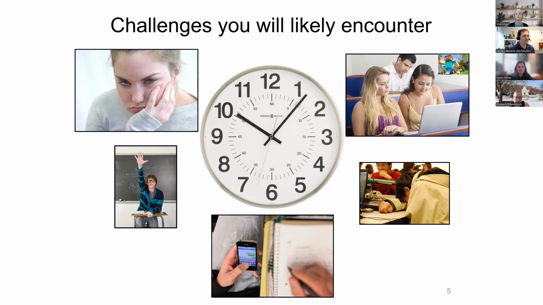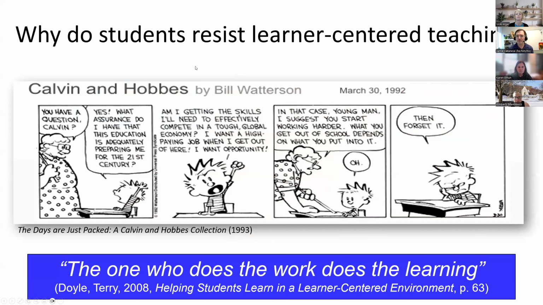And part of this is because of what we're going to be asking students to do. Why they resist learning, and specifically student-centered learning, is because it's hard. It is really hard. I love this Calvin and Hobbes cartoon, where Calvin's asking that he wants to get that great job, and realizes that he's got to put a lot of effort into it, so he forgets it. Don't want to do that. And so one of the mantras that you want to remember, by Terry Doyle, is: the one who does the work does the learning.